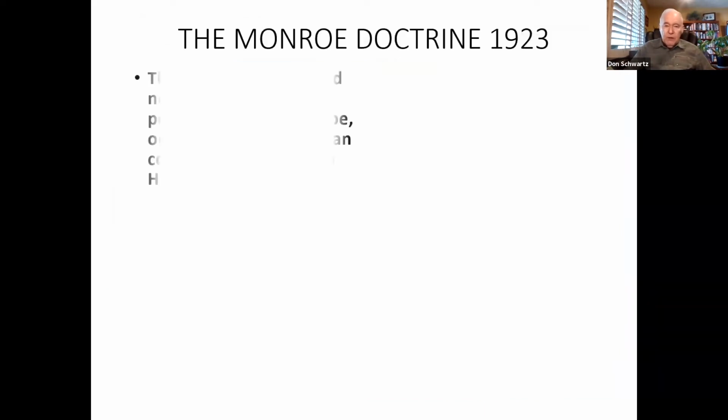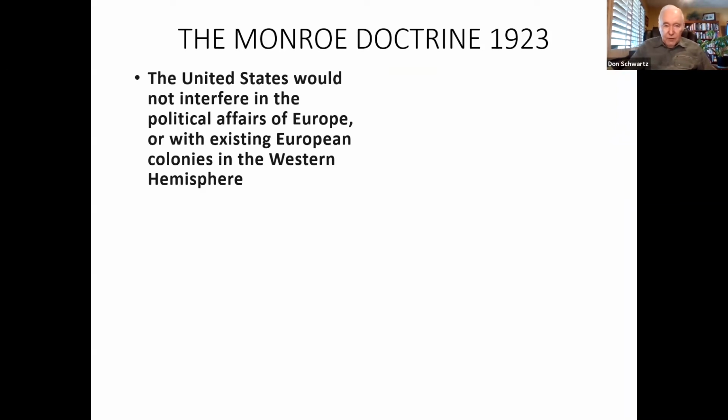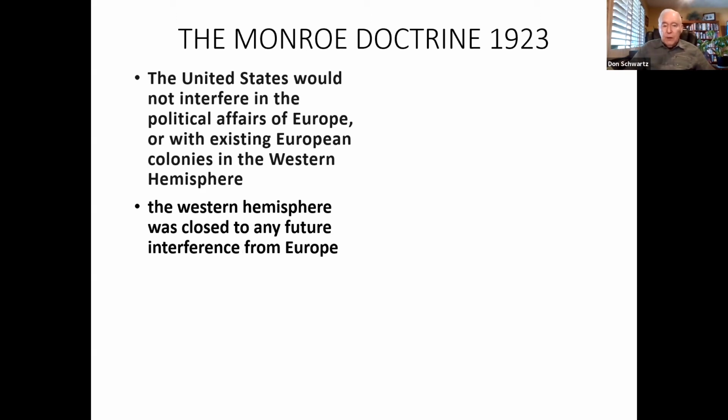And what the Monroe Doctrine said was that the United States would not interfere with the political affairs of Europe, nor would the United States interfere with any existing European colony in the Western Hemisphere, but that the Western Hemisphere was closed to any further interference from Europe. So in other words, after 1863, the date on the PowerPoint is wrong. It's 1863. After 1863, the United States would not tolerate any further European interference in the Western Hemisphere.